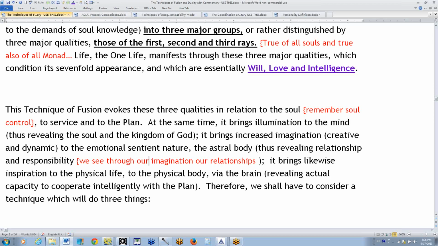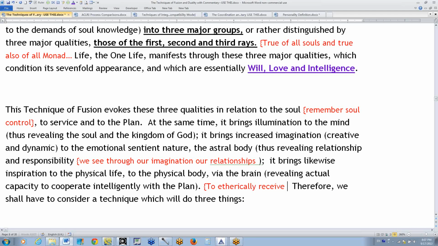Through our imagination, our relationships. It brings likewise inspiration to the physical life, to the physical body, via the brain, revealing actual capacity to cooperate intelligently with the plan. That means to etherically receive and express the higher energies.